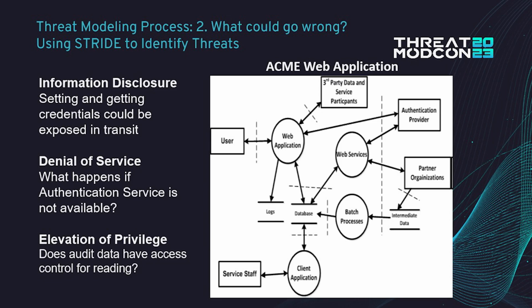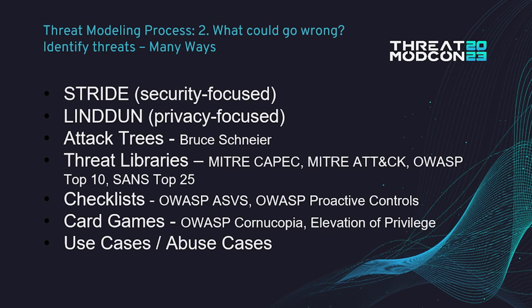That was a good question earlier. This table, what is that authentication service? Is it a process? Is it an external entity of some sort? And I said, think of Google, think of Facebook, something like that. That's an authentication provider that's outside of your control. But what if that's not available? Or what if it's configured incorrectly or whatever? And then elevation of privilege: does audit data have access control for reading, for example? So there are some threats, some examples.